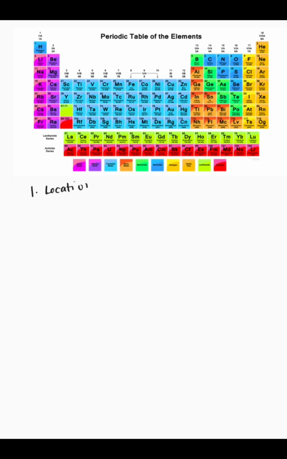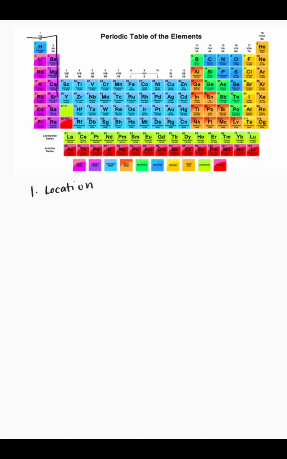When we say we need to identify their location, you need to understand that the location of your elements differ on the different number of levels or primary levels that they have. The primary levels are 1, 2, 3, 4, 5, 6, 7. Their location on their sub-levels, the SPDF, and also the number of valence electrons that they have. Okay, so first let's have an example.